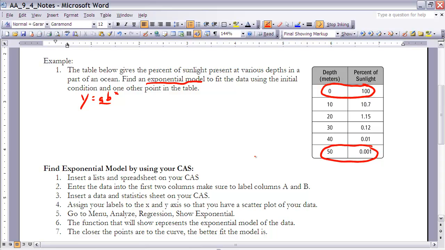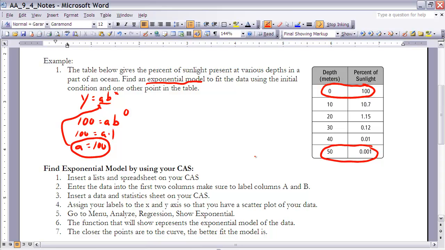So I'm going to pick those two ordered pairs. To begin with, if I put 0 in for x and 100 in for y, here's where I was explaining how this will automatically give us our a value. If I do that, I get b to the 0. Well, no matter what, b to the 0 is equal to 1. So really that's just saying 100 is equal to a times 1, which means a would have to be 100. Since I already know what a is just by using one of the ordered pairs, I'm going to plug that in and use my second ordered pair to find b.